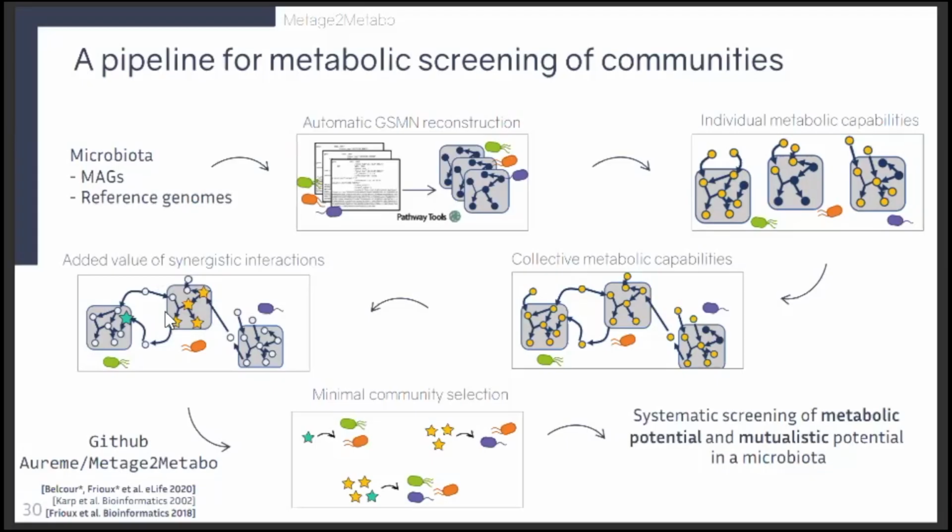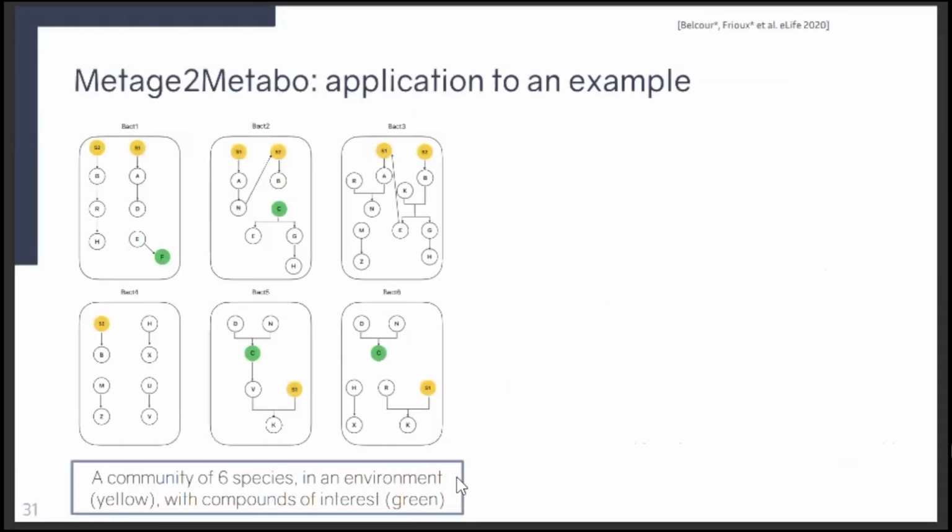And finally, the last step of the pipeline is to provide community selection, starting from the initial microbiome and a set of compounds that I want to ensure the production of. What would be the minimal communities to reduce the complexity of the initial microbiome that would sustain this objective? So that's really a systematic screening of the metabolic potential. And I thought that maybe the best way for you to grasp what we do is to explain this on a very small, non-realistic example.